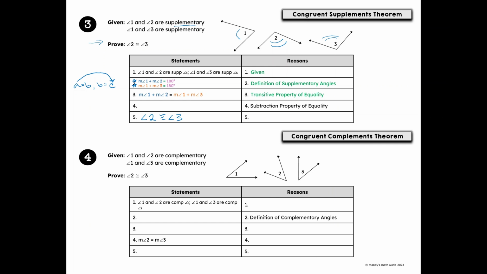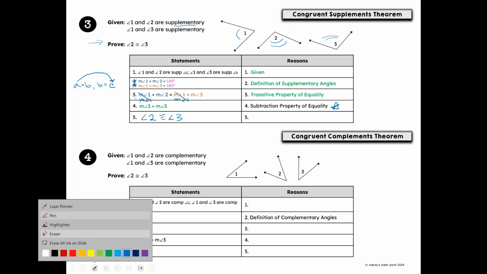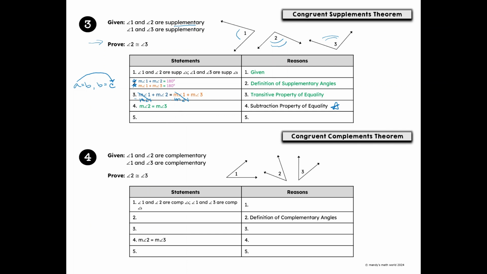So what can we do now? This says the subtraction property of equality. I've got a little clue here. I'm trying to get angle 2 and angle 3 by themselves on each side of the equal sign. Can I subtract the measure of angle 1 from both sides to get the measure of angle 2 equal to the measure of angle 3? And then, let me erase because I wrote that down. If angle measures are equal to each other, then the angles are congruent by the definition of congruent angles.